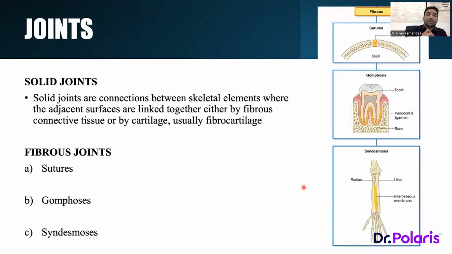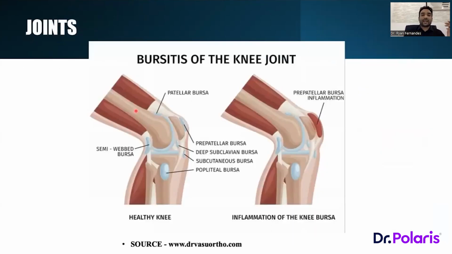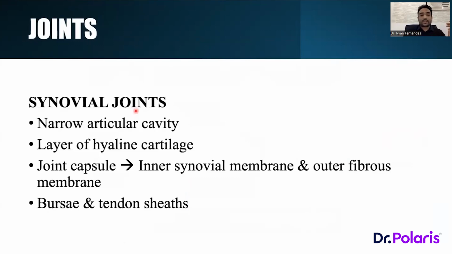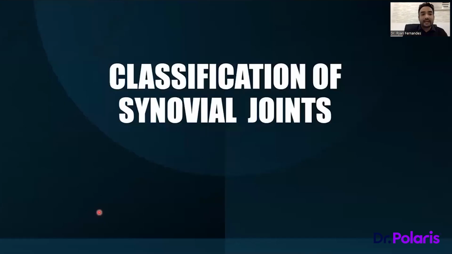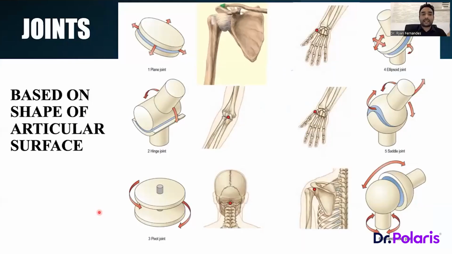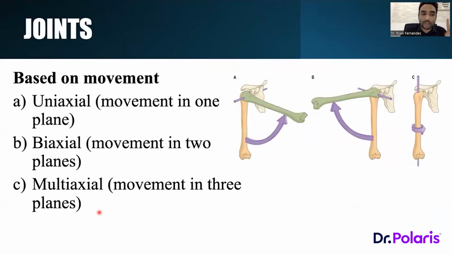Next, we come to solid joint. This was already discussed, but I'll briefly go through it as well. So now you know joints are broadly classified into synovial joints and solid joints. Synovial joints have their articular surface, hyaline cartilage, joint capsule, bursae, and tendon sheath, with additional structures of articular disc, fat pads, and tendon. They are classified based on the shape of their articular surface and also based on the movement.